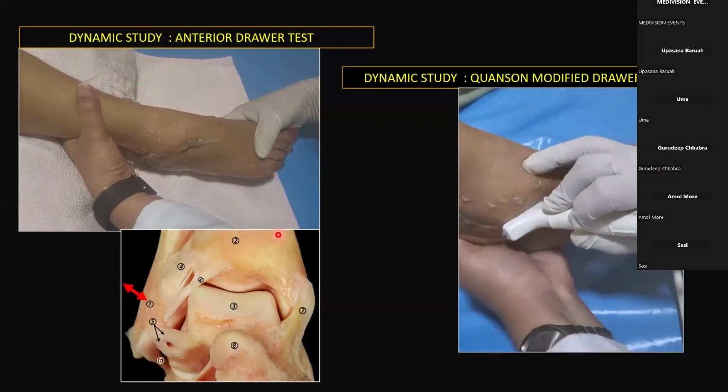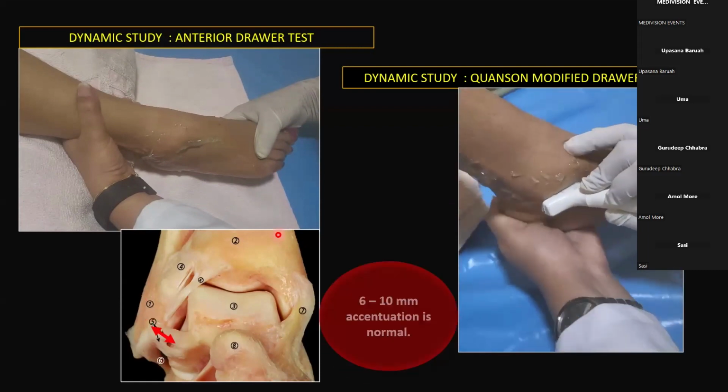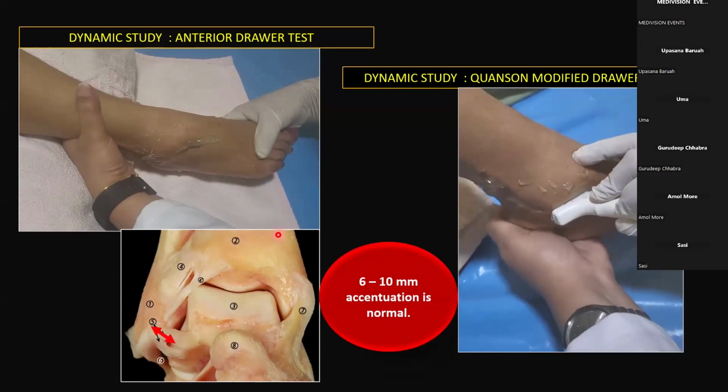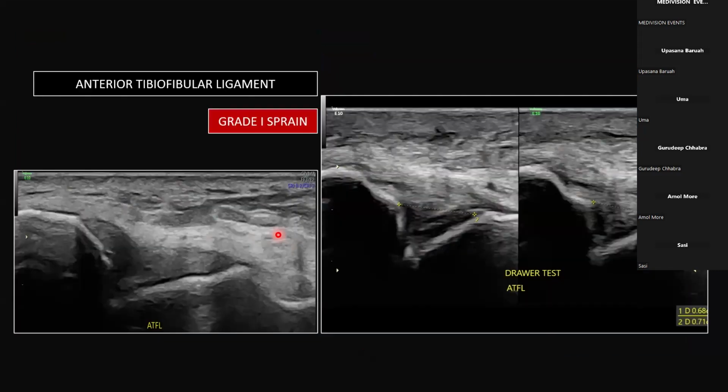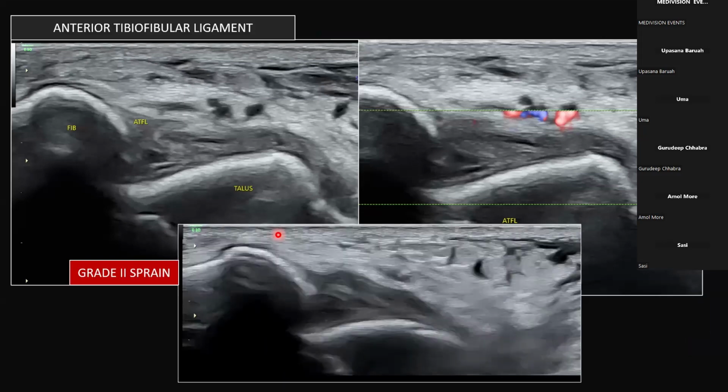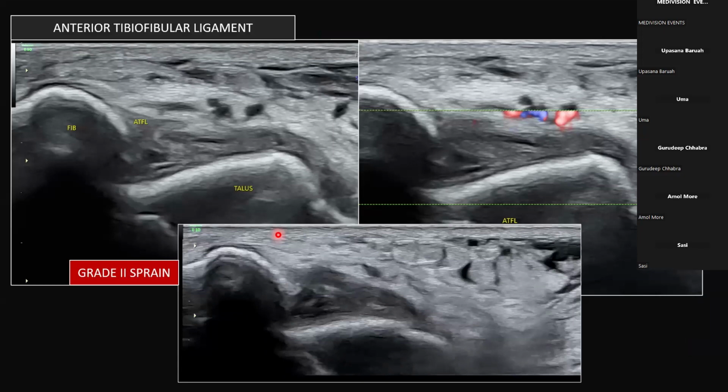Okay, then there will be widening of the space, and up to 10 millimeter accentuation, or increase in the tibial distance, the distance between the fibula and the talus, up to 10 millimeter increase is taken as normal. So this is a grade 1 sprain. We can see there is no increase in distance. This is a little suspicious. We thought there are multiple tears we can see, but we do the stress test or the anterolateral test, and there is no talar translation, or movement of the talus, we can see. So we labeled it as a grade 2 strain.